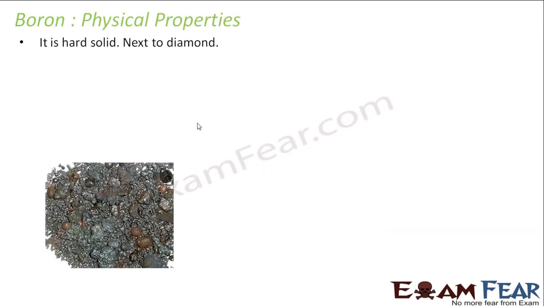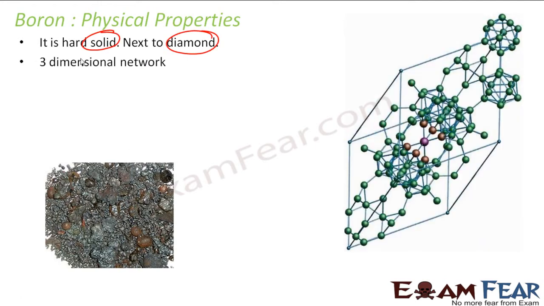It's a very hard solid next to diamond. After diamond, boron is the next hardest solid. And why is it hard? Because it has a 3-dimensional structure, and that's why it is very hard. We talked about this. Boron is hard because of the structure, right? And this is an icosahedral structure. Because of the structure, it is not only hard, it has very high melting and boiling point. All these things are linked actually.